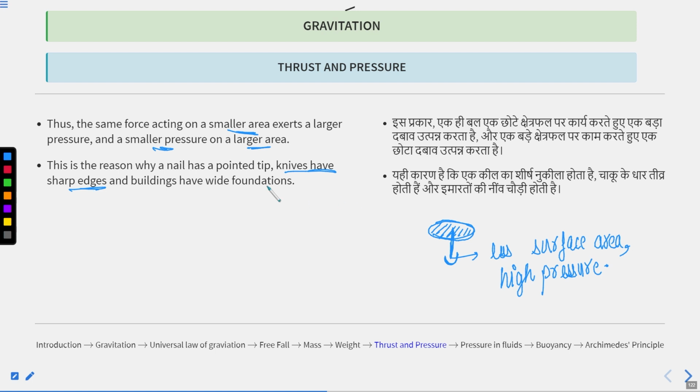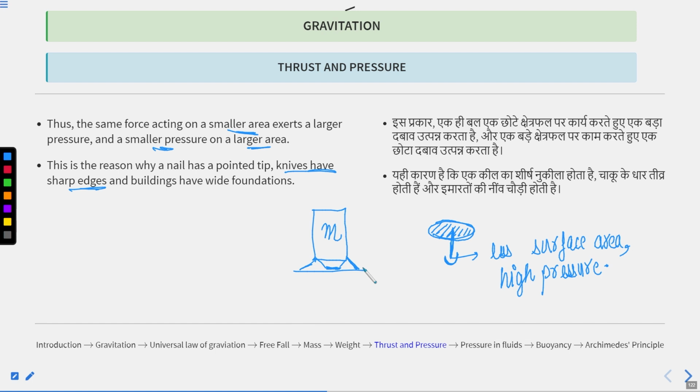And that's why buildings have wide foundations, because buildings are very massive, they have very large mass. If they are placed on a small pointed foundation, then what will happen? The building will start sinking. That's why we make the foundation of buildings wider, so that the pressure on the surface decreases. Clear, class? So we have completed the topic thrust and pressure in a solid.